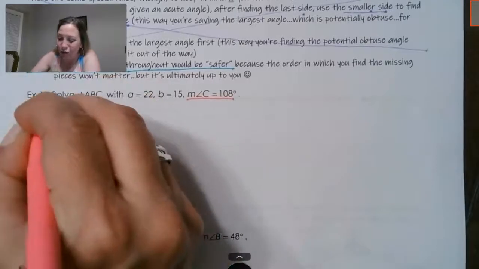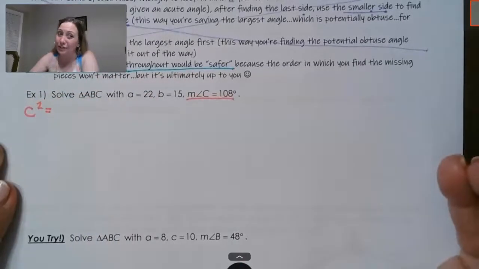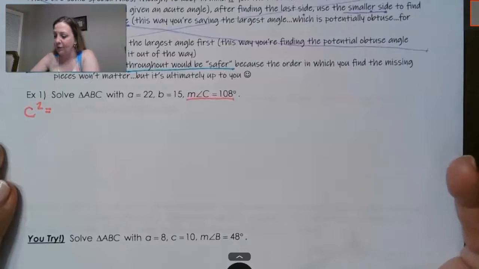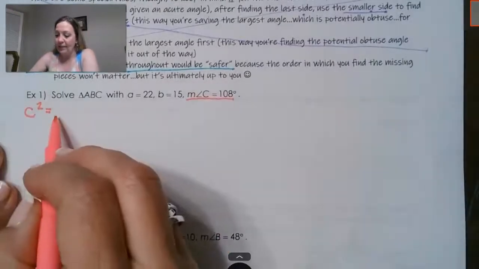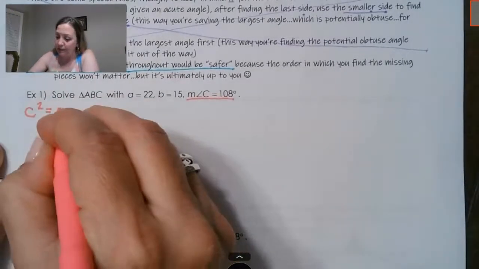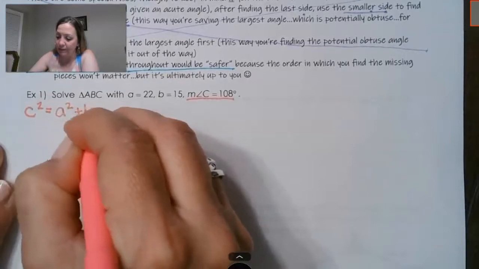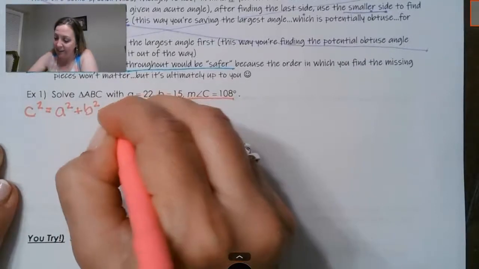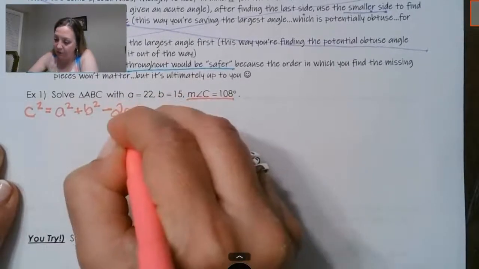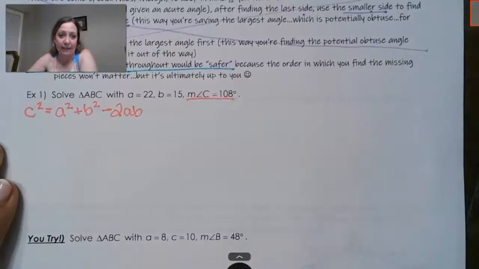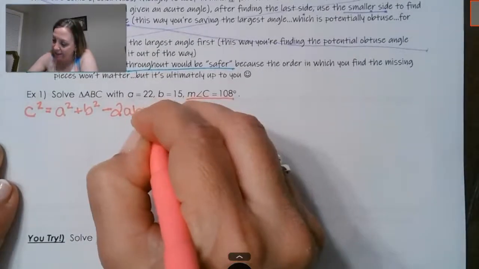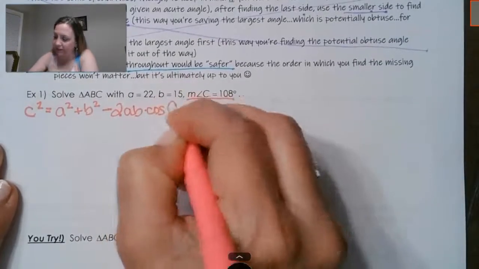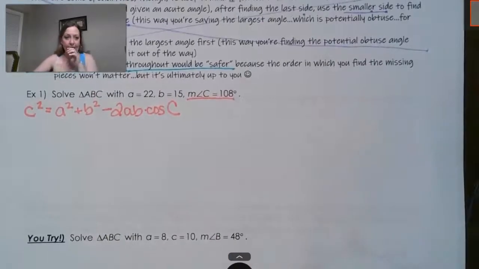And it doesn't hurt to write out the formula when you're using it, especially the first day, all right? So I'm going to need the other two sides. So it's going to be a squared plus b squared. Now minus 2, and then use those sides, a times b, and then times the cosine of angle C. All right. And now we just fill in, right? So let's fill in what we can here.